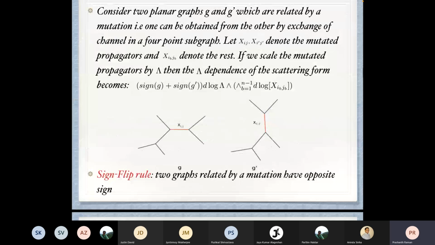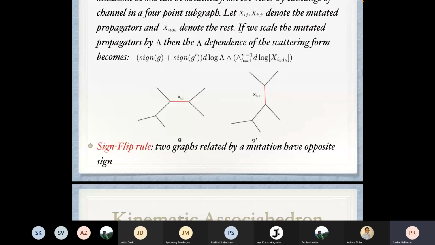Then the dependence of lambda on the scattering form is just the following: sign of G plus sign of G prime, times d log of lambda, with some other factors. Now, projectivity tells me that there should be no dependence, so this has to go to 0. This is what gives us the sign flip rule. It says that two graphs related by a mutation have opposite signs. So this helps me fix a unique planar scattering form up to an overall sign.